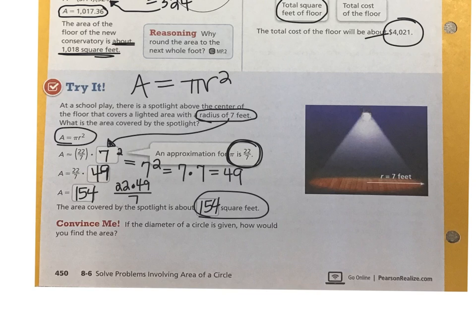Now take a look at the convince me. In this question, it asks me what to do if they give me the diameter of the circle. How would I find the area? Well, the area formula doesn't use a diameter. Instead, the area formula needs the radius. So if that's the case, we need to take the diameter and divide by 2, because remember the diameter goes all the way across the circle, to get the radius. And then once I know the radius, I can substitute into my formula.